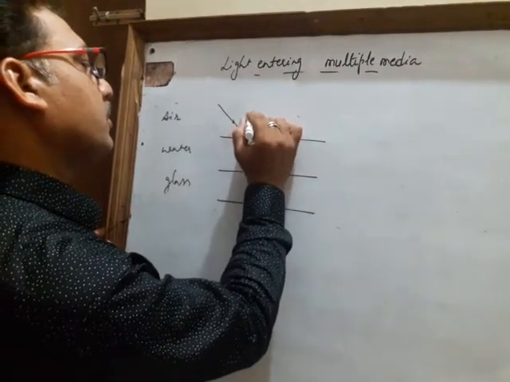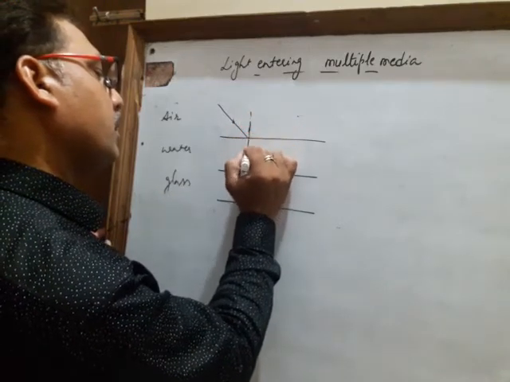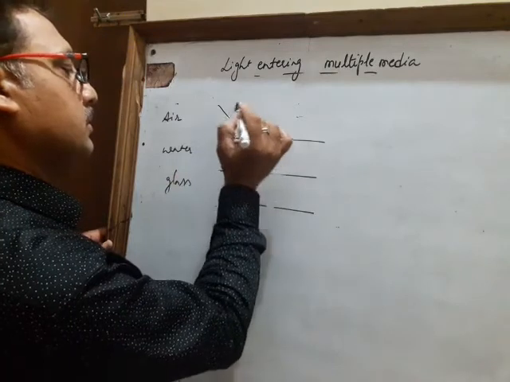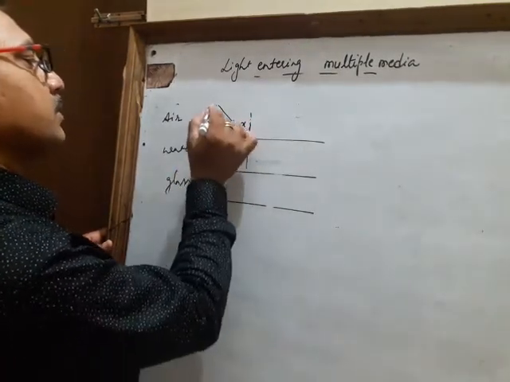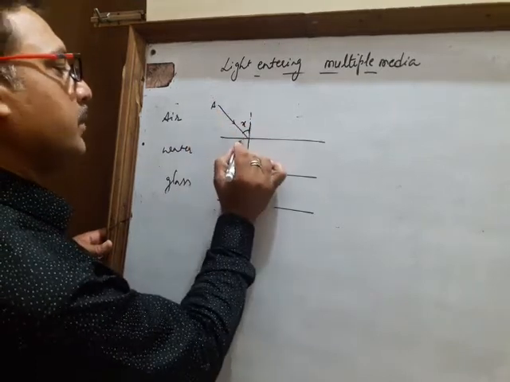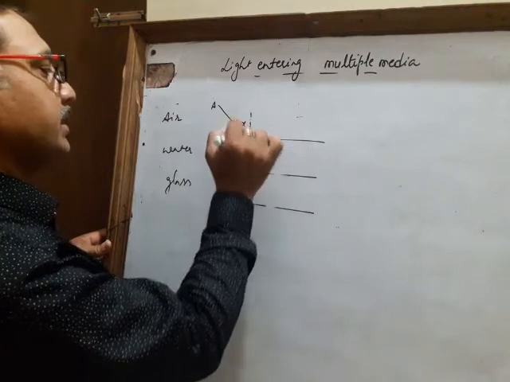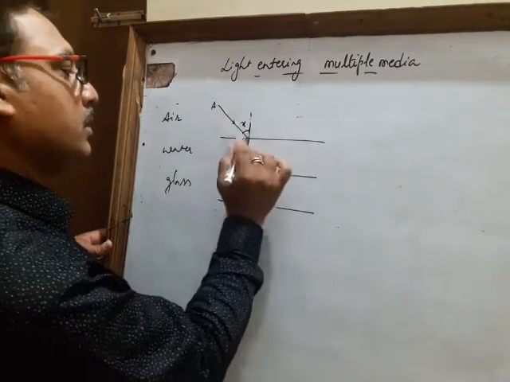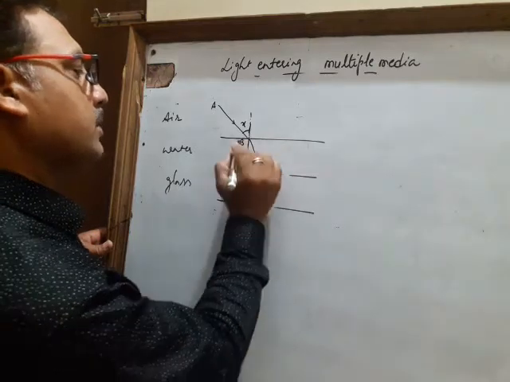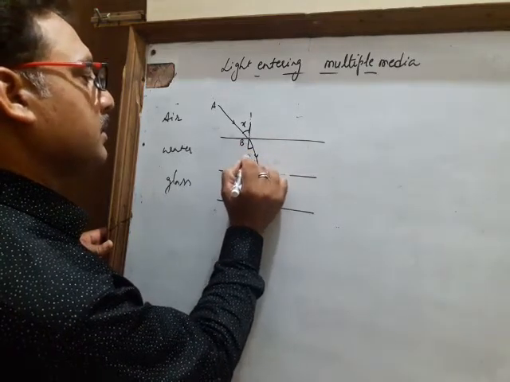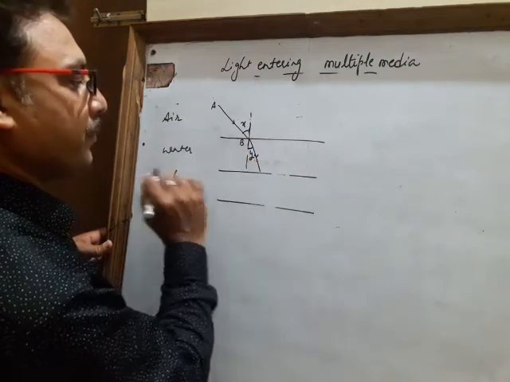So you can draw one normal. You will get the angle of incidence, let it be x. Let the light ray be AB like this. Now it is entering from air to water, meaning rarer to denser medium, so it will bend towards the normal like this. Let this angle of refraction be y.